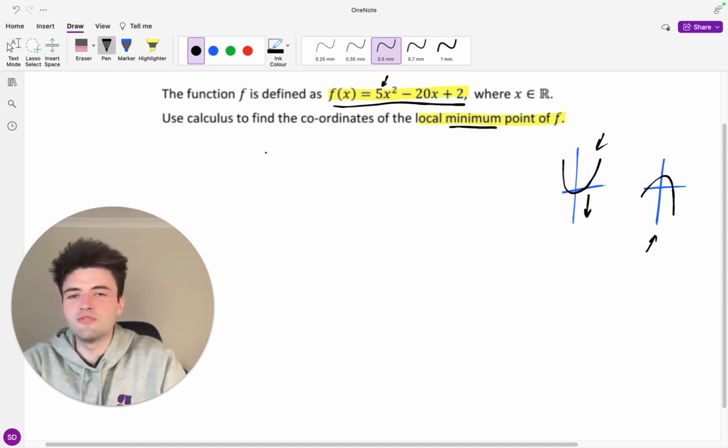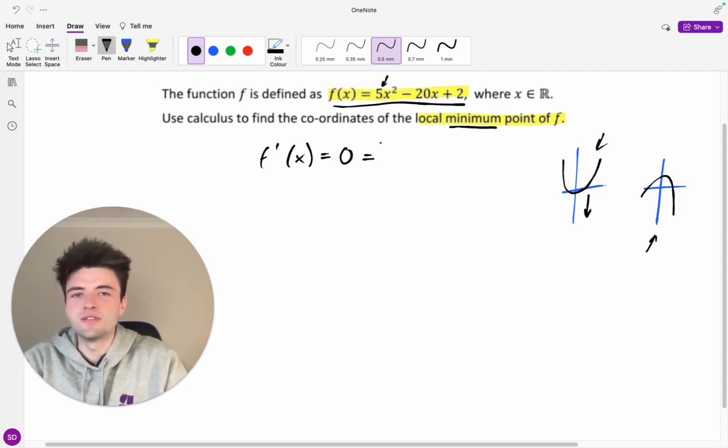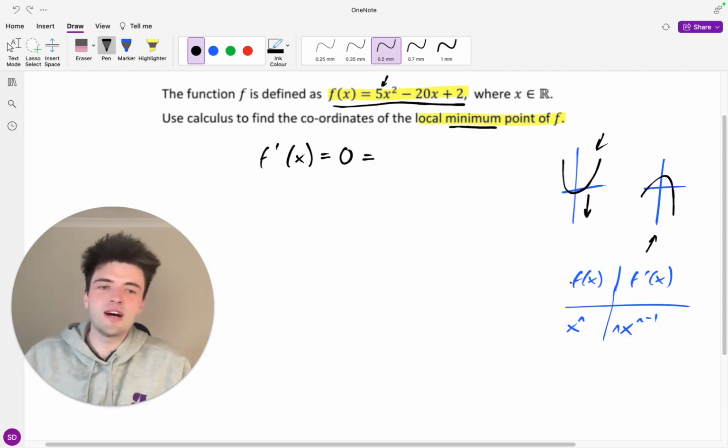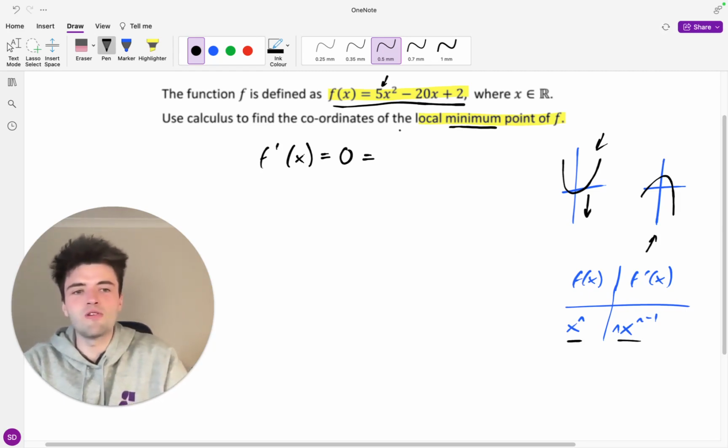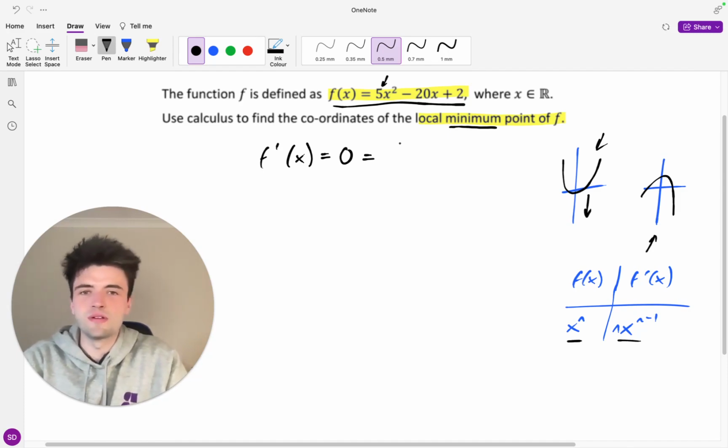But now that we've done that, we can find the minimum by differentiating and setting it equal to 0. So we're going to set f dash x equal to 0, and also differentiate it. We can do that using the rule in our log tables, which is that for any term x to the n in a polynomial, it becomes nx to the n minus 1. So we essentially bring down the power and then reduce the power on top by 1.